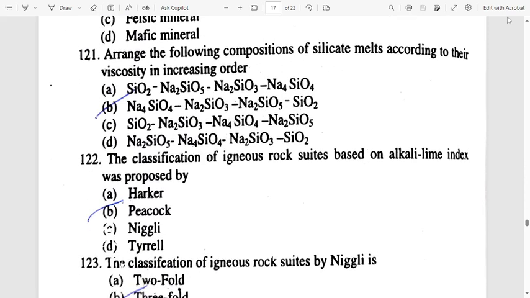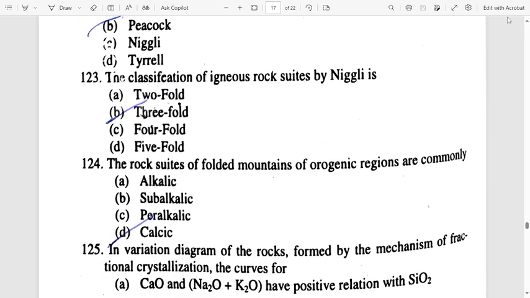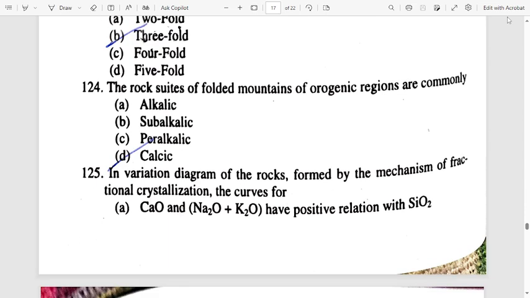Arrange the following compositions of silicate melts according to their viscosity in increasing order: Na4SiO4, Na2SiO3, Na2Si2O5, SiO2. The classification of igneous rock suites based on alkali-lime index was proposed by T. Peacock. The classification of igneous rock suites by Niggli is threefold. The rock suites of folded mountains of orogenic regions are commonly calcic.